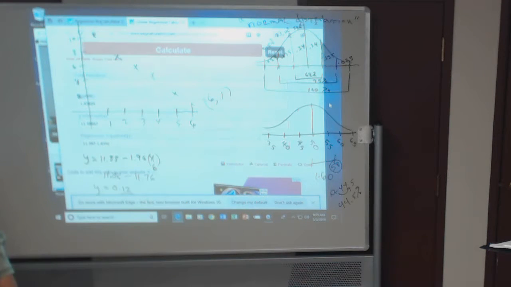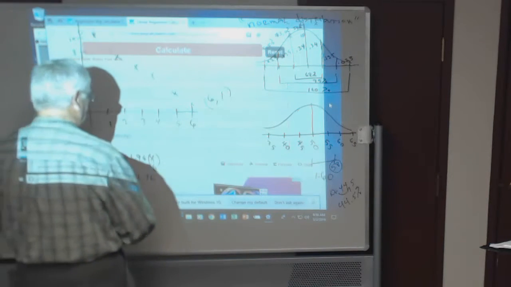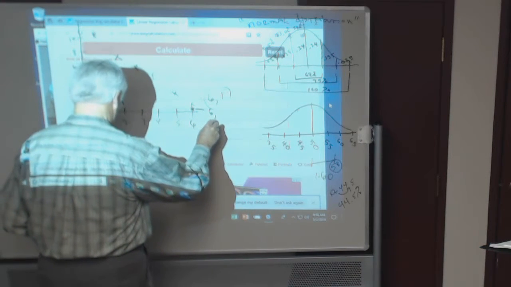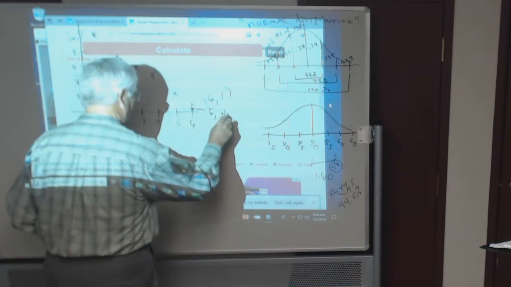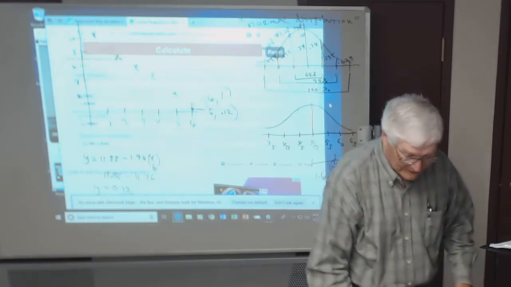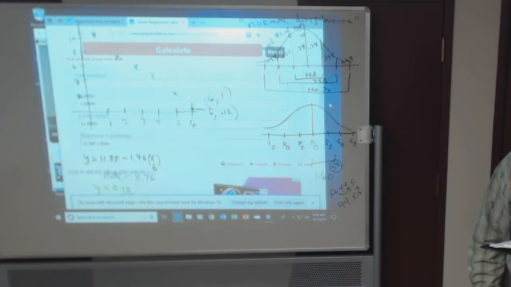Well, it's pretty obvious that my little picture wasn't very accurate, was it? Based on the regression equation for these 5 bits of information, y should be right down here. See that? 6 and 0.12. You understand how I got that from using the regression equation? You see that? Good.